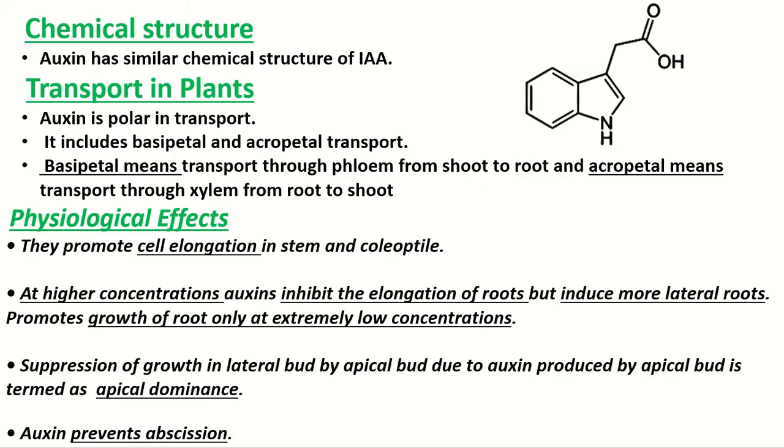Chemical structure. Auxin has a structure similar to IAA. This is the structure of auxin, which has the benzene ring, NH group, OH group and oxygen group.